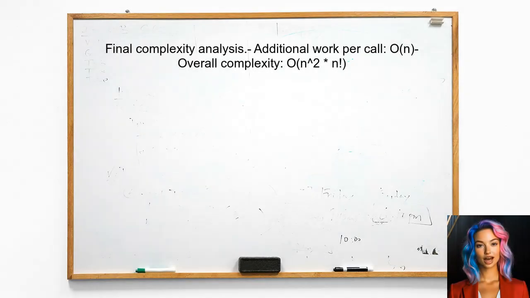Finally, the user should consider the additional work done at each level of recursion. Specifically, the algorithm constructs new strings by concatenating characters, which takes linear time. Therefore, the overall complexity becomes O(n squared times n factorial), which is O(n squared times n exclamation mark).